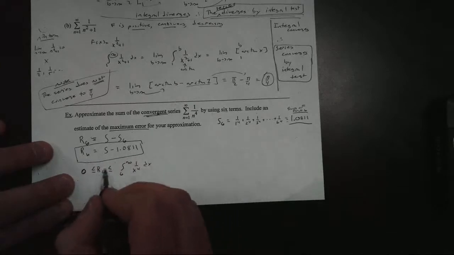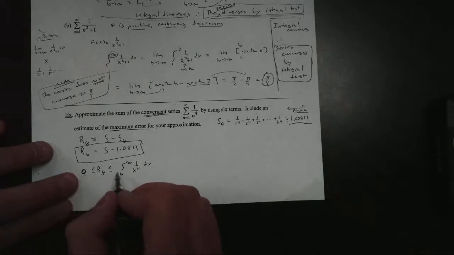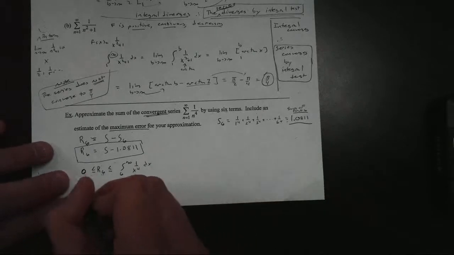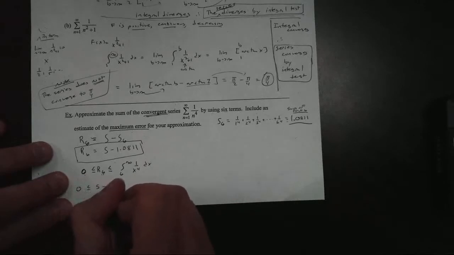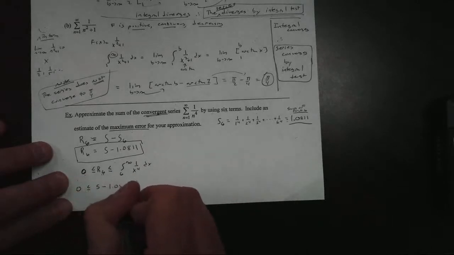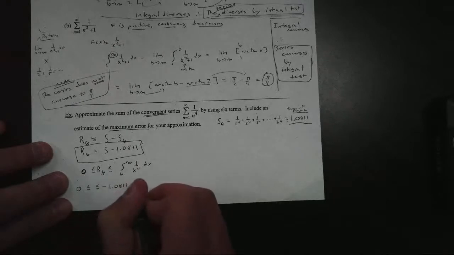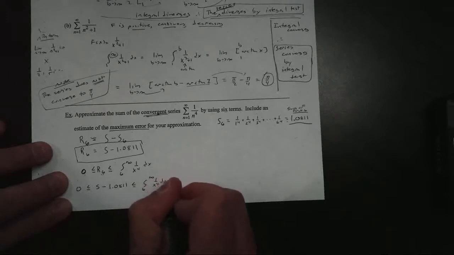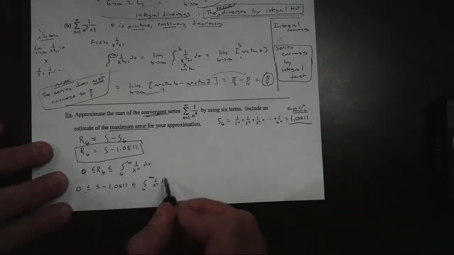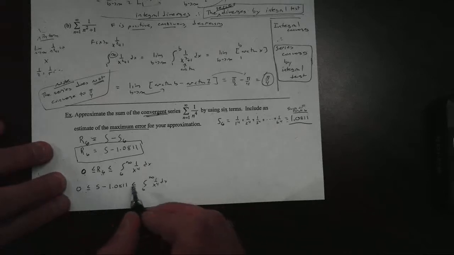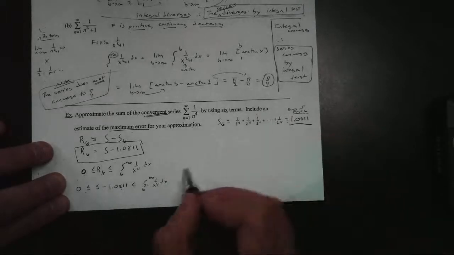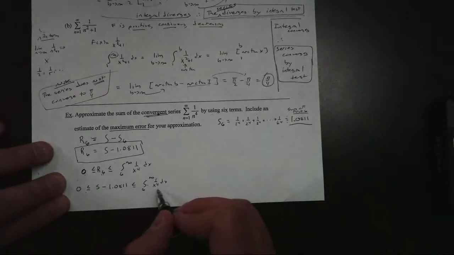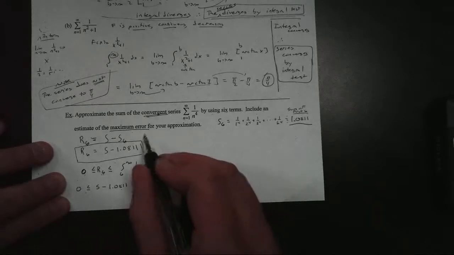So what they're saying is my remainder, my error, has to be somewhere between 0 and the sum of all the other terms here. In other words, the difference between my actual value and my approximate value has to be between 0 and the sum of all the rest. Basically, if I add this 1.0811 to all the terms after the 6 terms, that's going to give me my maximum error here. And that's what I'm looking for.